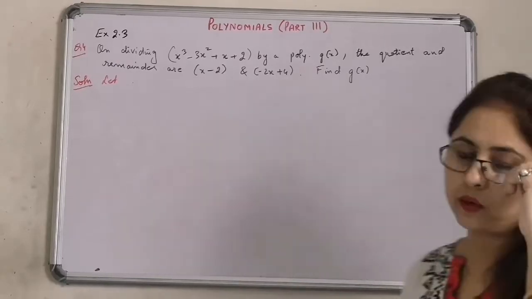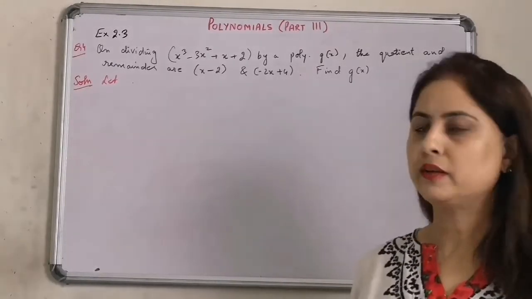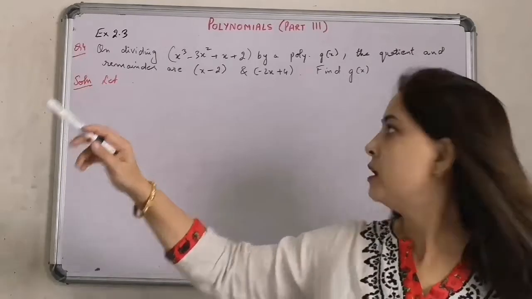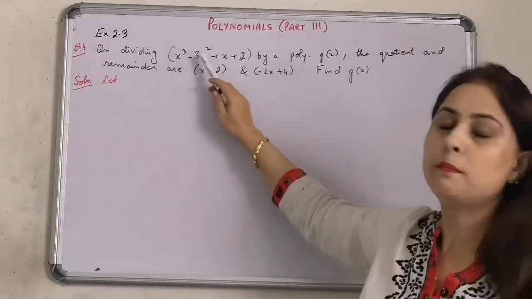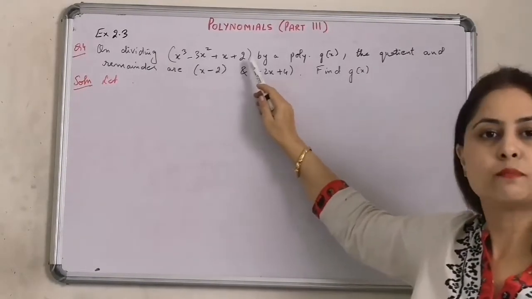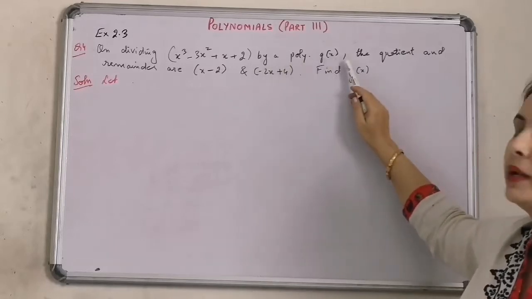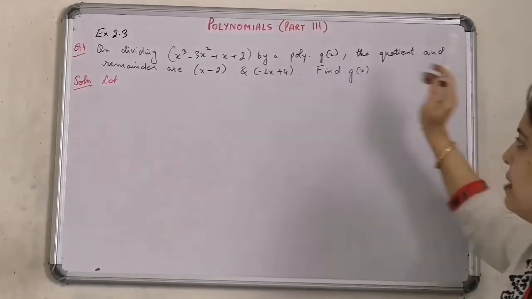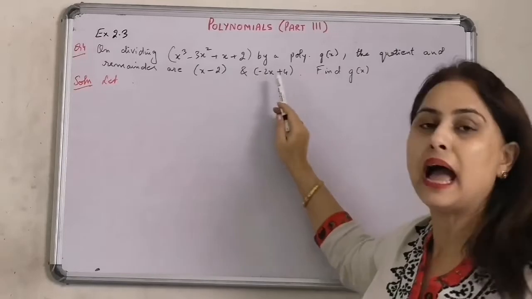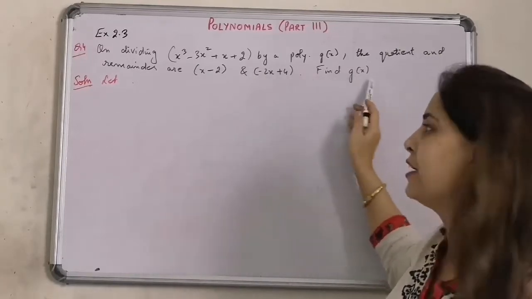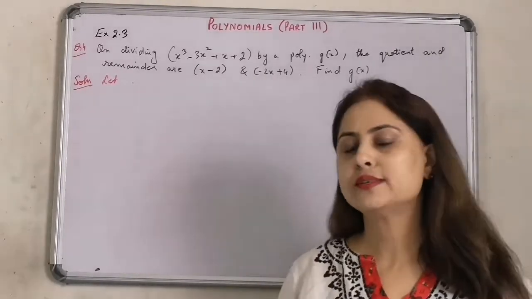Now this is a very simple question based upon the division algorithm. The question reads, on dividing x cube minus 3 into x cube plus x plus 2 by a polynomial gx, the quotient and remainder are x minus 2 and minus 2x plus 4, and you have to find gx, and gx, as you know, is the divisor.